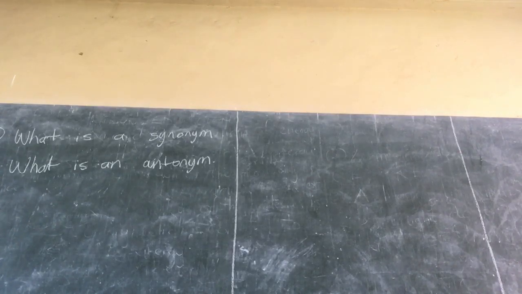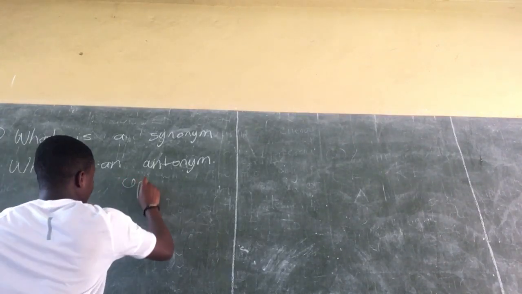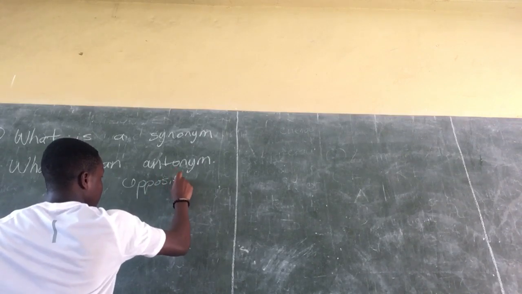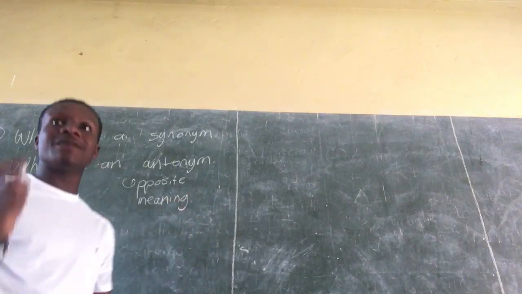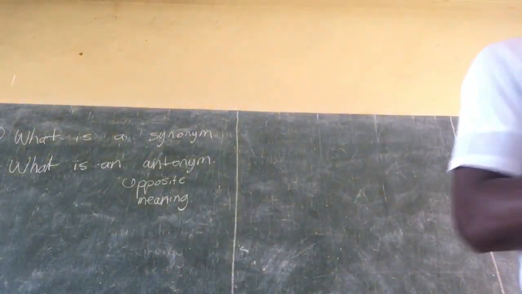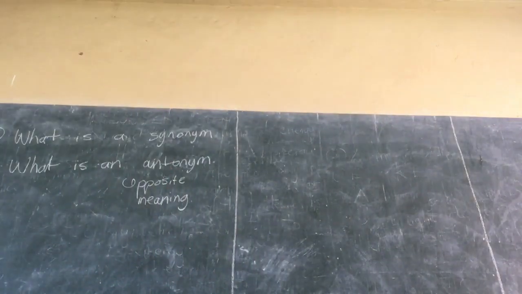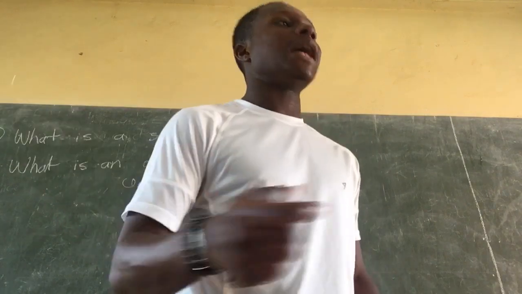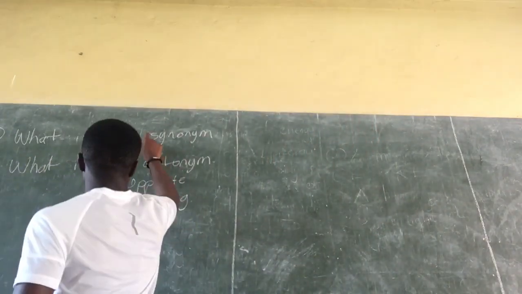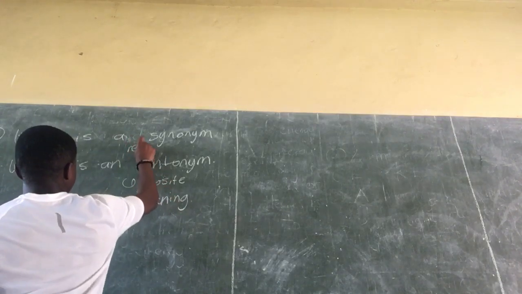An antonym is a word that has an opposite meaning. So opposite meaning is antonym. So if an opposite meaning is an antonym, what is a synonym? So a synonym is the nearest to meaning or likely to be the same. Okay? Nearest to meaning. I'll do it like this.